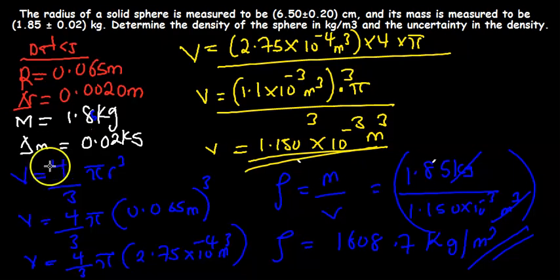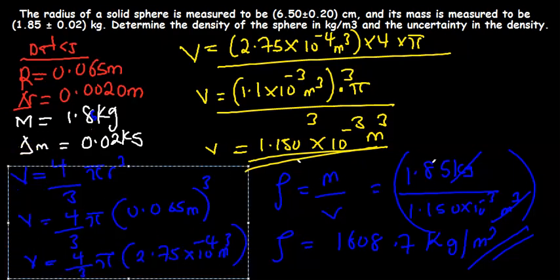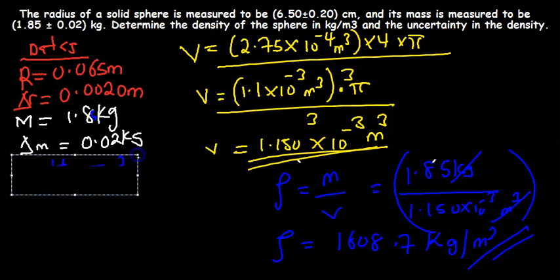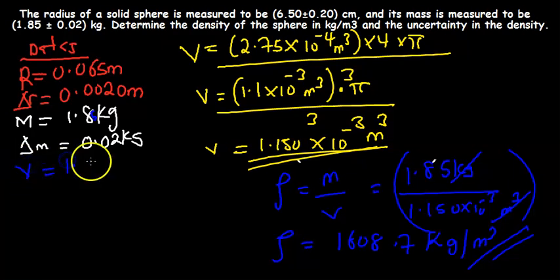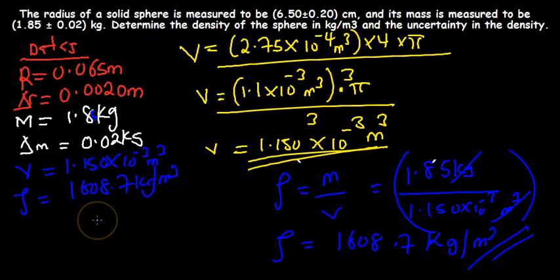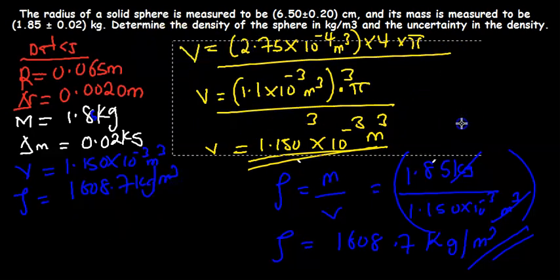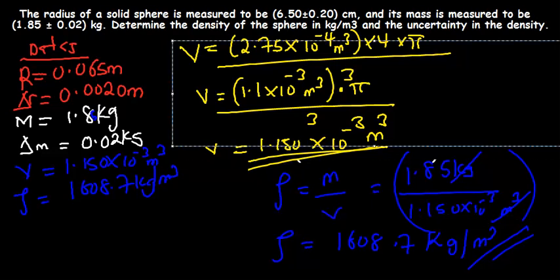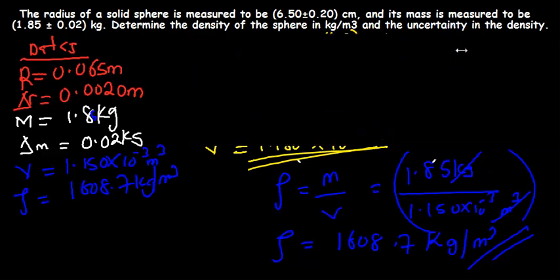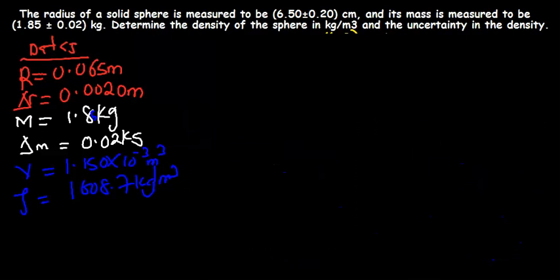So the additional two things which we have here are the volume and the density. What do we have as the value of the volume? We said it is 1.150 exponential negative 3 in meter cube. And what we have as the density is 1608.7 in kilogram per meter cube. Isn't it? Okay, let's work this out and continue writing, because we have a lot of things to write. So I'm going to continue from here.